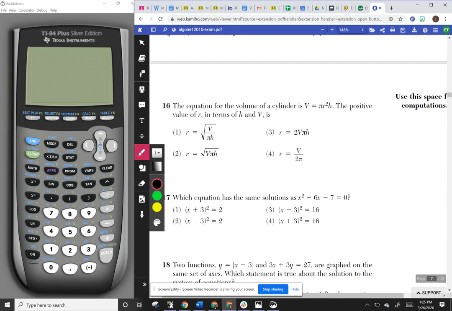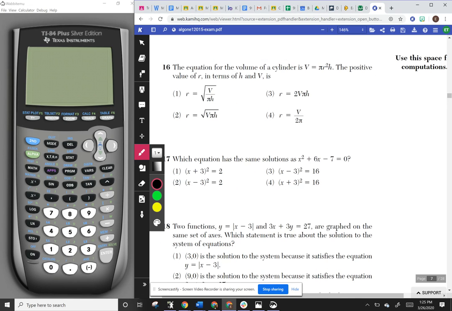Question 16. The equation for the volume of a cylinder is V equals pi r squared h, which is pi times r squared times h. The positive value of r in terms of h and v is. Okay, so they want the positive value of r. So this is what we're solving for. We're solving for r.